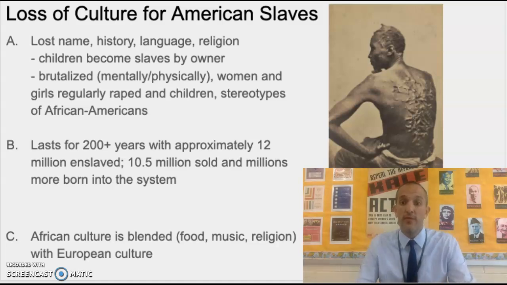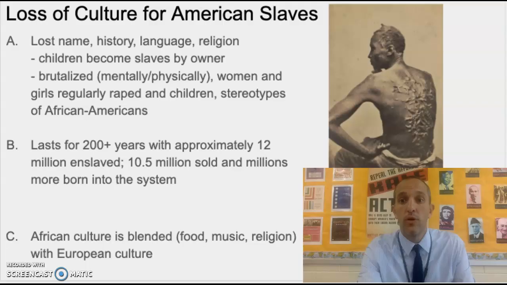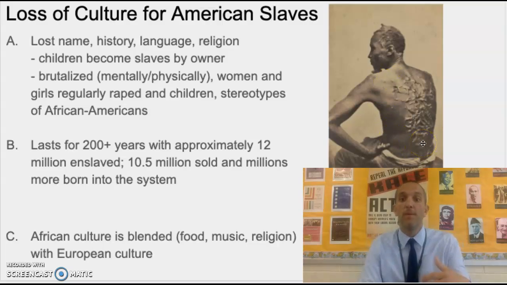Children: if you do have kids, or some women are going to be brought pregnant to the Americas, if you give birth as a slave, your children become property of the owner. Oftentimes they will sell them to other owners, so immediately your child is taken from you. There's a horrible, horrible brutality. Physically, you can see this is a former slave, one of the few pictures that we have of former slaves. You can see his back is scarred from being whipped and beaten. Women and girls are going to be regularly raped.